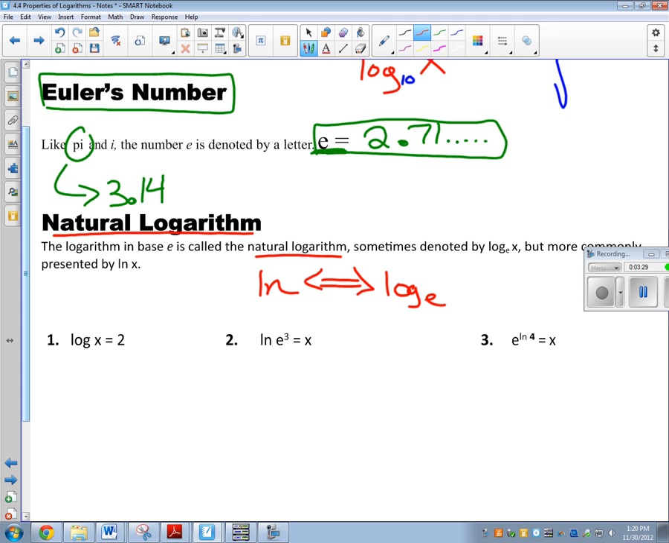So 3 facts we just covered. If you just see log, it means there's a 10 with it too. E is a number like pi, and ln means log base e. Those are the 3 facts I just went over. Lots of different stuff going on there, but that's all you need to know.